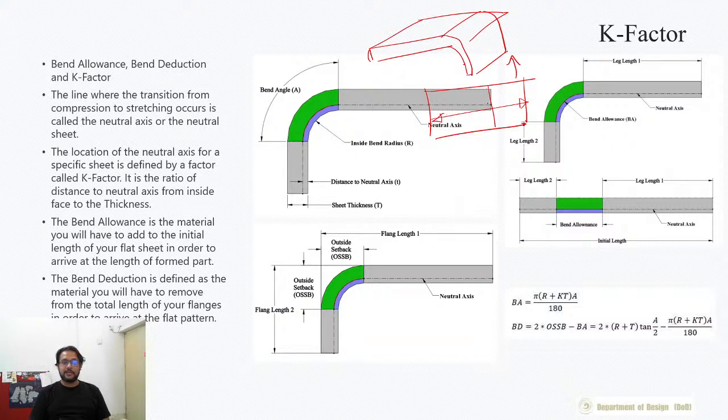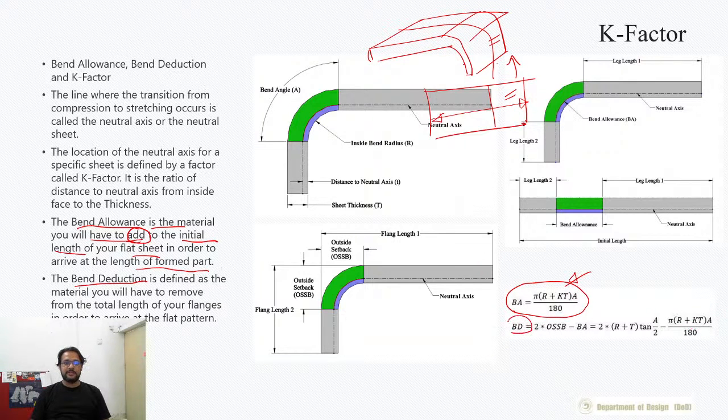To calculate these kinds of dimensions, the dimensions of the blank or of the bent part itself, you would need to use two values called bend deduction and bend allowance. Bend allowance is the material that you will have to add to the initial length of the flat sheet in order to arrive at the length of the formed part. This here is the formula for the bend allowance. I'll not go into explaining the formula, but I will give you some videos where this is explained in more depth, because we won't have so much time to derive these formulas.